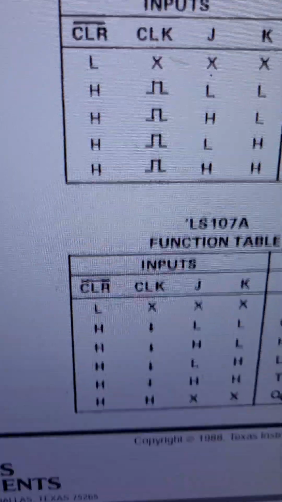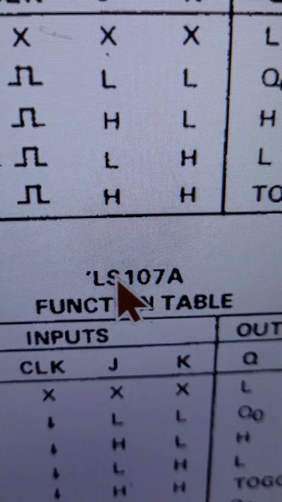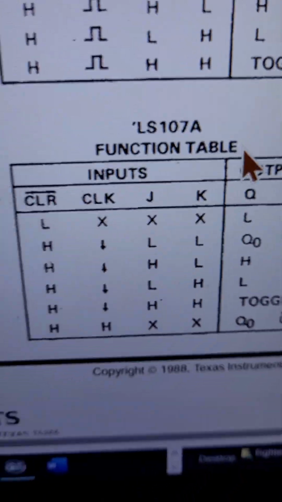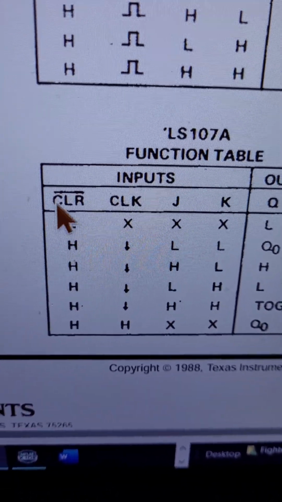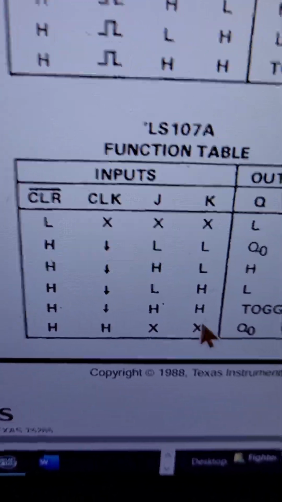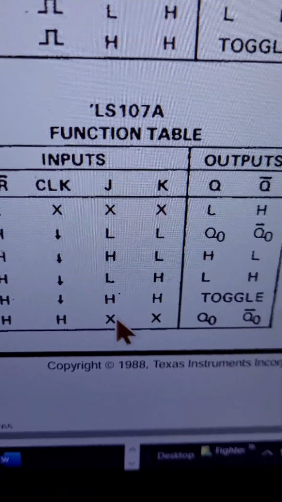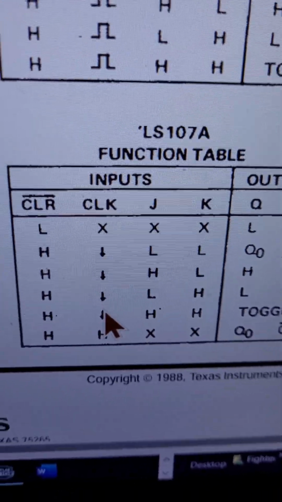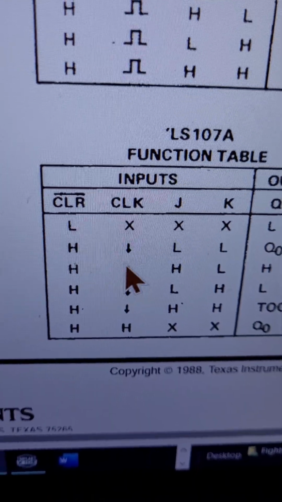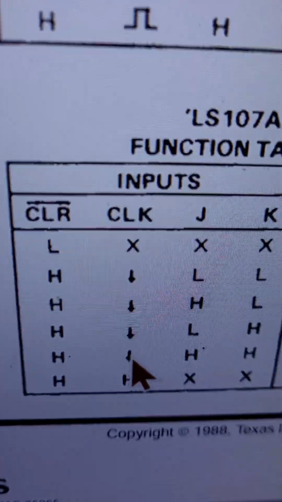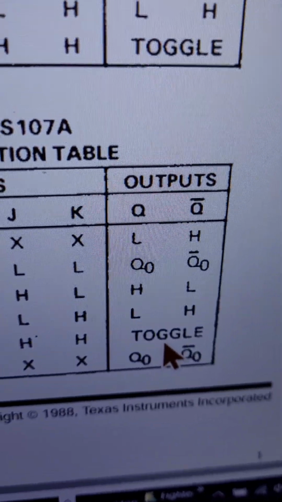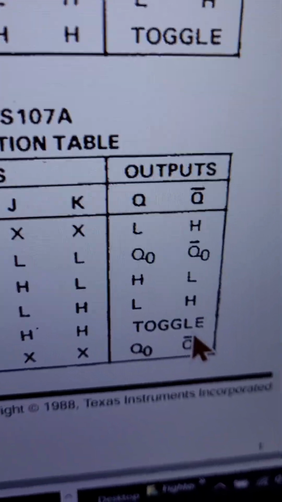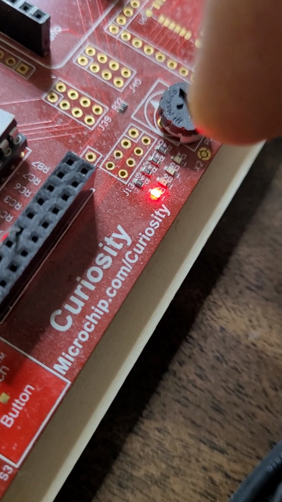I'm using a 107A low Schottky. As you see, under this condition, if the clear is high, and both J and K are put high, every time there is a clock transition from high to low, the output Q will toggle. Okay, that's what's causing this LED to toggle.